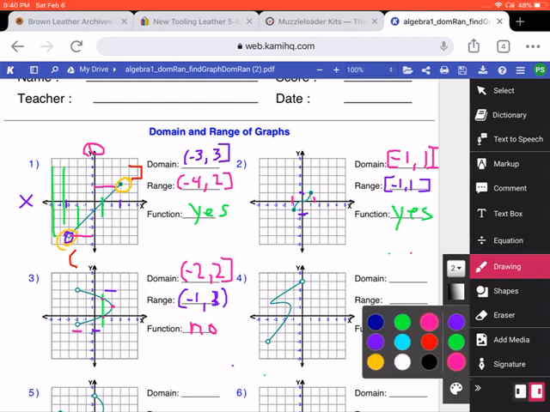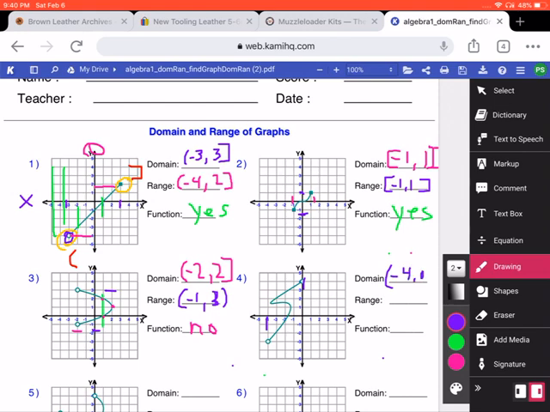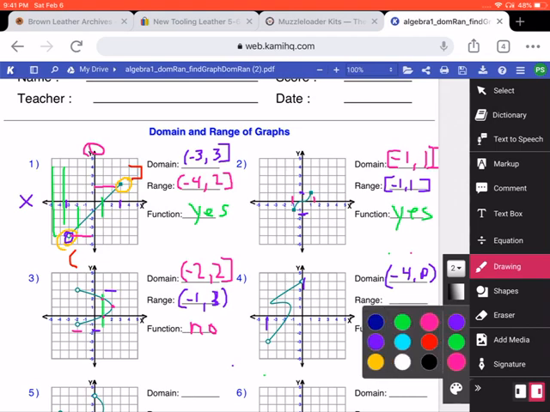Okay, let's look at number 4. So the first thing we're going to do is find our domain. So we're going to say, okay, if we run these lines up to our x's, where would they be? So these two x's, and remember they're both open, so we would actually have -4 and 0, and they're both going to have parentheses because they're both open. And then for our range, we've got -3 and a +4. And again, these are going to be in parentheses because they're open. They're not actually closed dots.